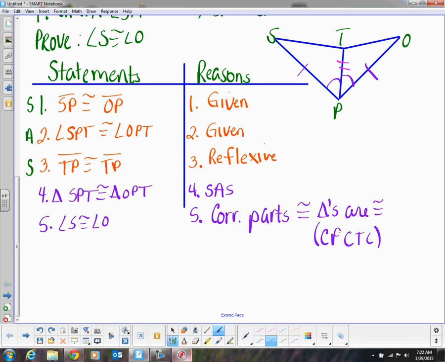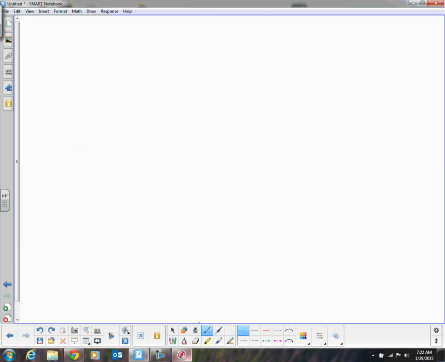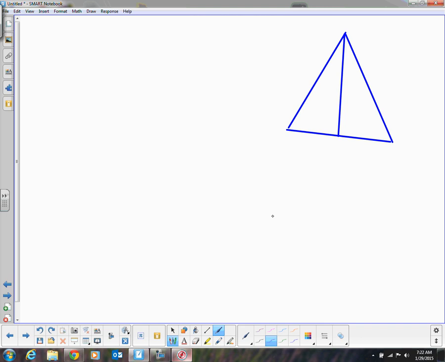Ooh, let's look at 16. 16 said, oh, now this is more like what I've been doing. All right, so I'm going to go to a new page. So on 16, we have a picture that you've seen a lot. All right, and they've told us or labeled it A, P, C, B. And what did they give us?